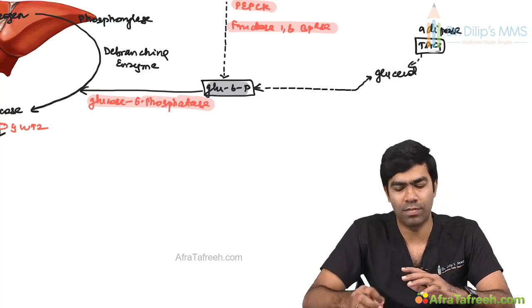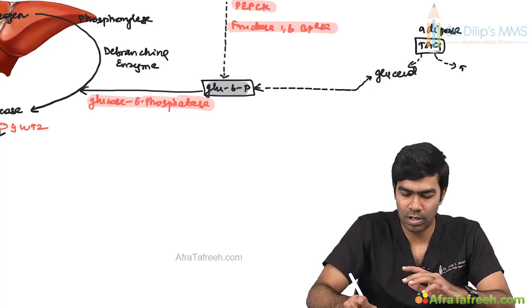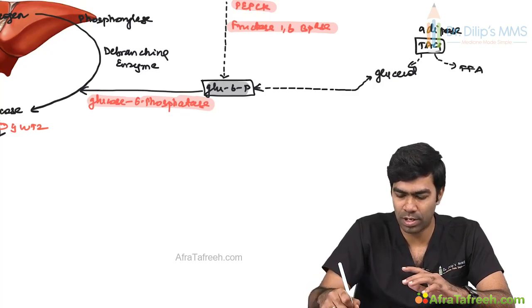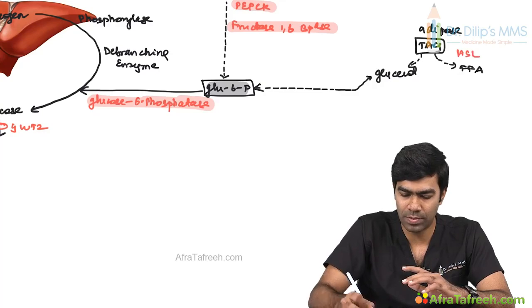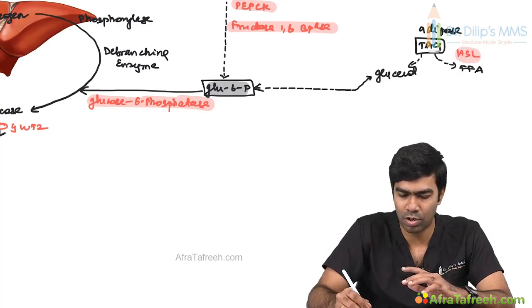And triacylglycerol will be converted to glycerol and free fatty acids by a very, very important enzyme called hormone-sensitive lipase, which is, of course, under very strong hormonal control, where hormone-sensitive lipase will be inactivated to a great extent by insulin, and it can be activated by counter-regulatory hormones, including epinephrine and growth hormone.